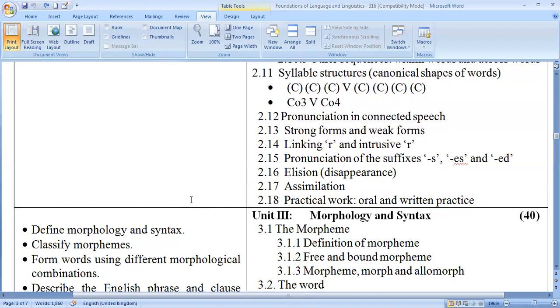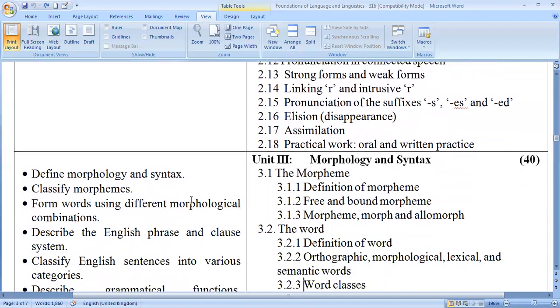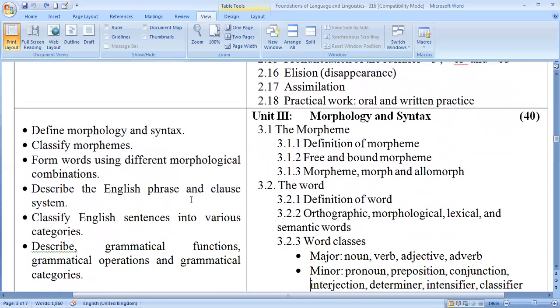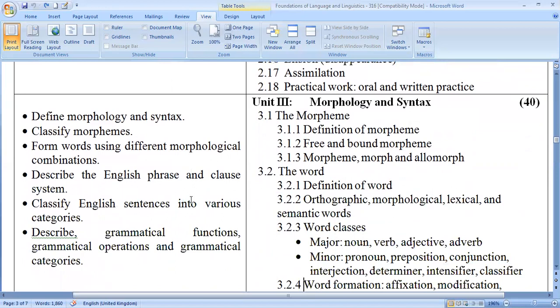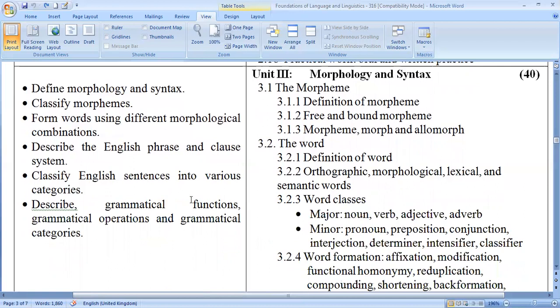Then free and bound morpheme, morph and allomorph, and then the word, definition of word: orthographic, morphological, lexical, and semantic words. And then the next topic is word classes there. In the word classes, major word classes and minor word classes. Under the major word classes, noun, verb, adjective, adverb, and minor word classes come under pronoun, preposition, conjunction, interjection, determiner, intensifier, classifier. That comes under minor word classes there.